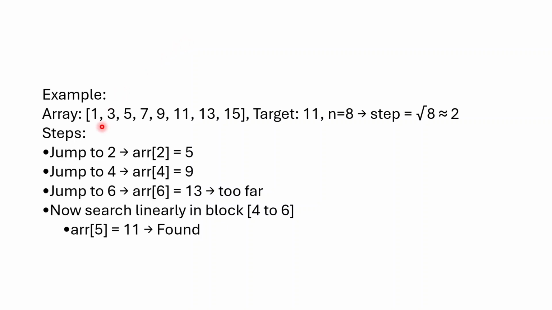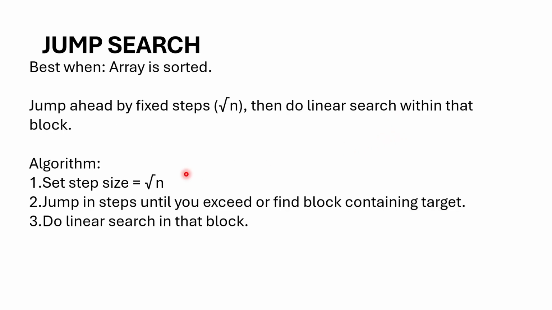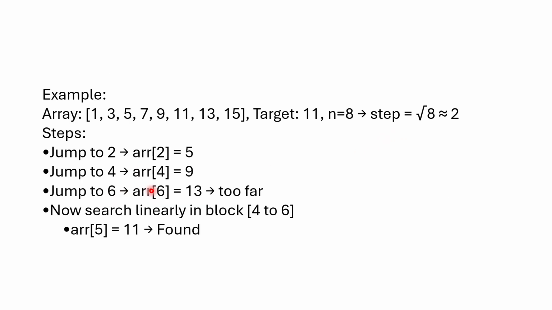This is the array. The inputs are 1, 2, 3, 4, 5, 6, 7, 8 elements. N is equal to 8. So for this n equal to 8, I'll perform the square root of 8. That's the first step. Step size is equal to square root of n, where n is equal to 8, the number of inputs. So square root of 8 is equal to 2. So now what do I do over here? Jump to 2.